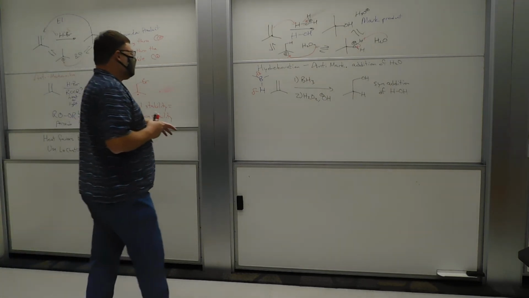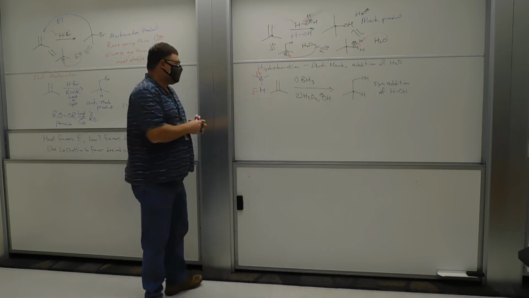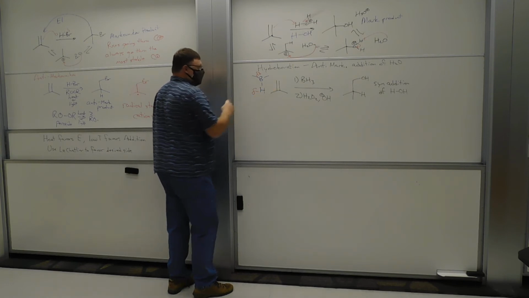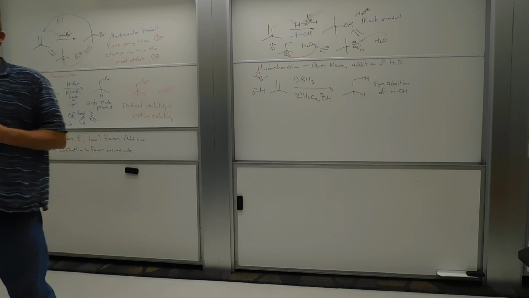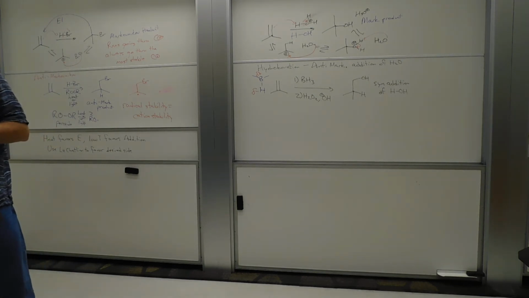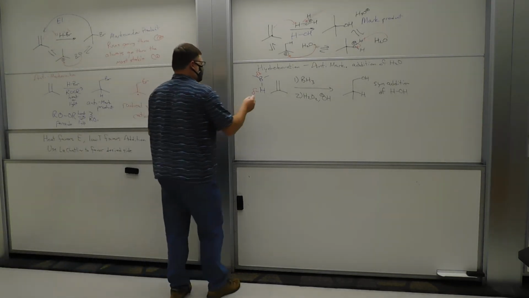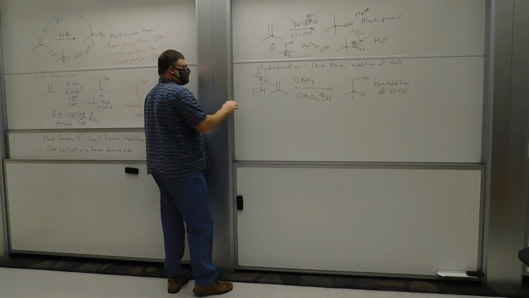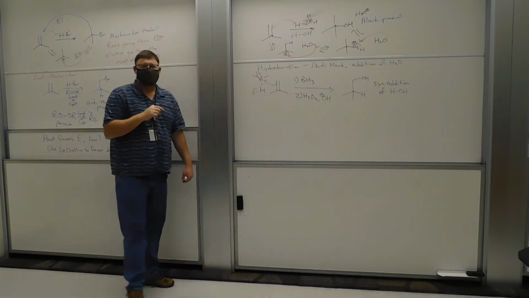When it's bonded to boron, the H is actually partial negative. So here, the partial negative hydrogen is actually adding to the carbon that would be the better carbocation. However, this reaction doesn't really go through a free carbocation. The pi electrons attack the electron deficient boron.